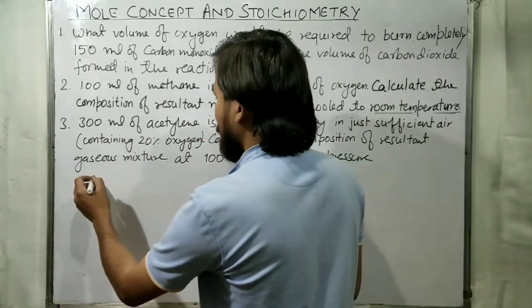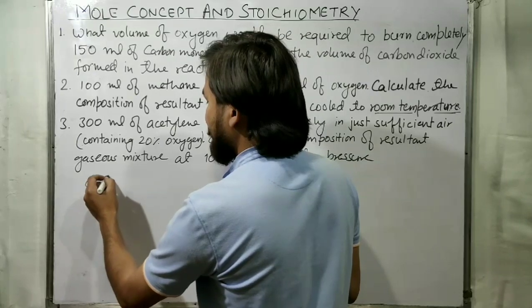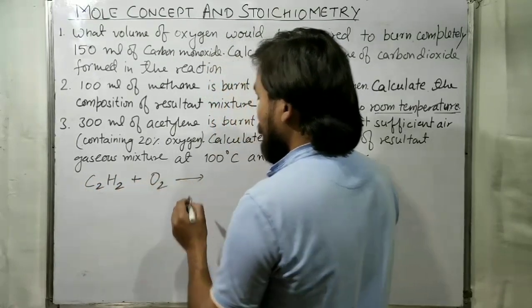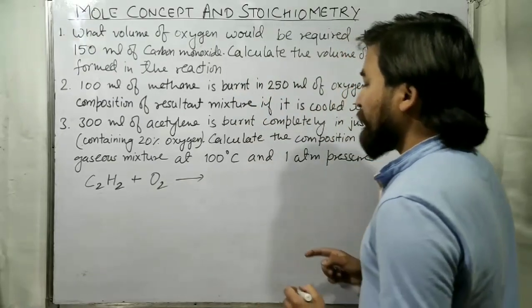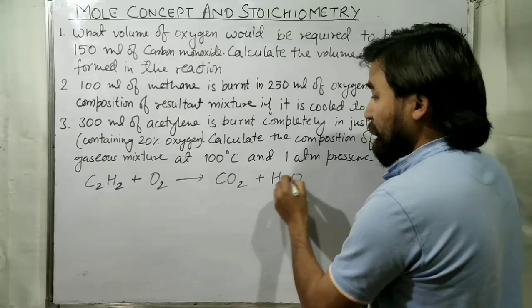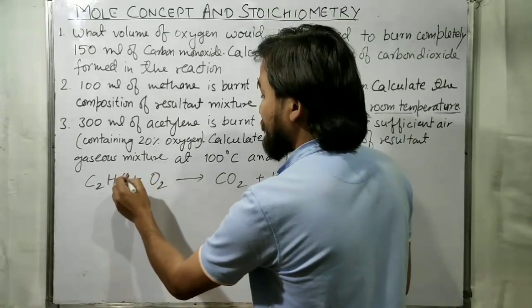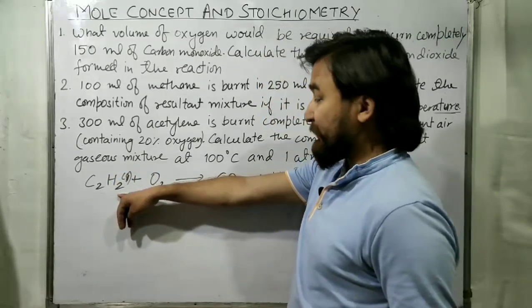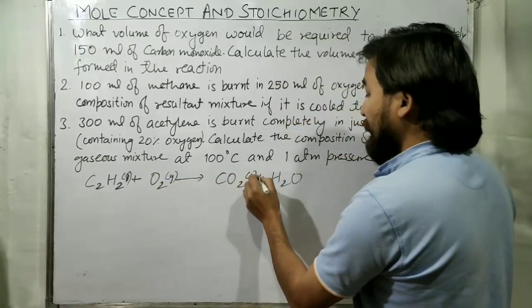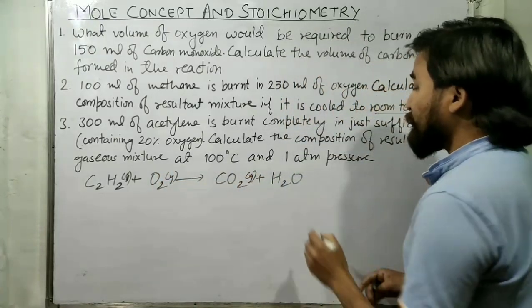So when acetylene is burned, what is the formula of acetylene? That is C2H2. It reacts with O2. So it is going to form CO2 plus H2O. Acetylene is a gas. It is also called ethine. Then it reacts with oxygen, which is also a gas. Carbon dioxide is also a gas, and water.